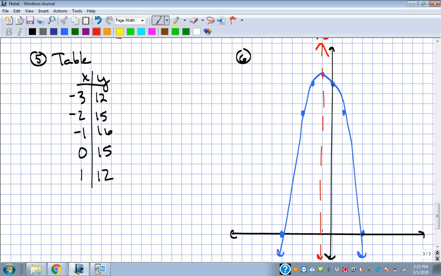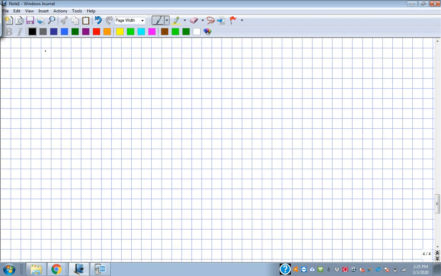Intercept form makes the x-intercepts easy. Everything else, about the same amount of work. Okay. The last form that we're going to deal with is called vertex form. And you may have seen this one before. You may or may not have seen it before.